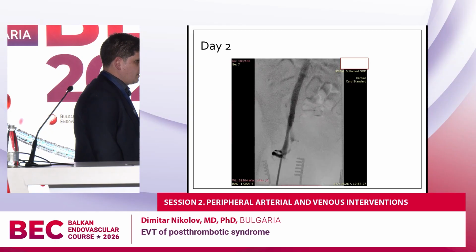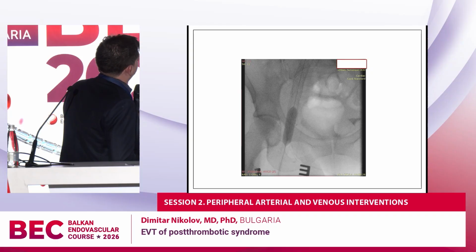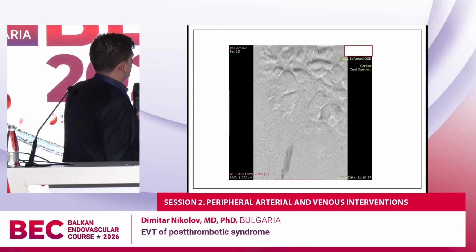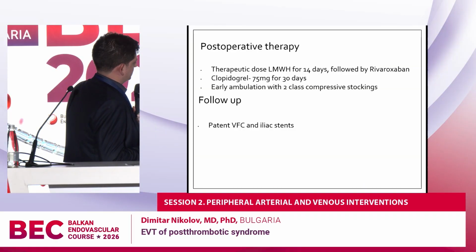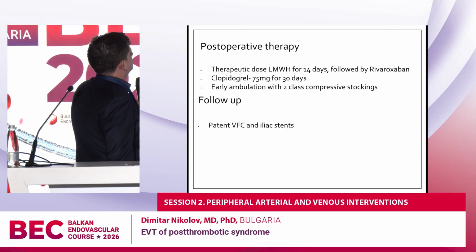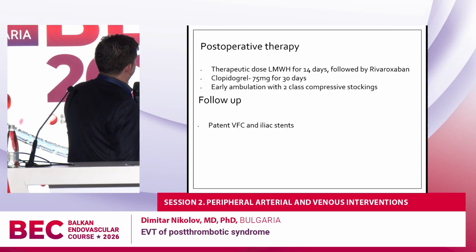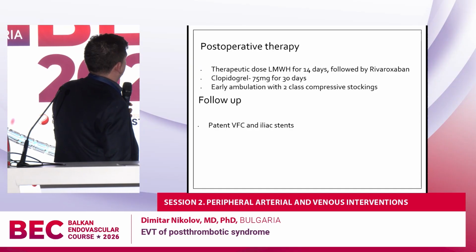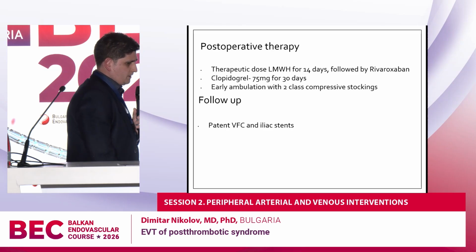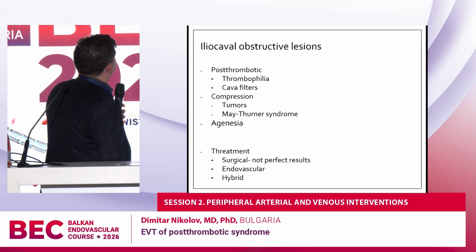So there was a segment which thrombosed the first day, and then we put one more stent. That proves that when you stent veins, it should be from nice vein to nice vein. We gave her low molecular weight heparin for 14 days, followed by rivaroxaban, clopidogrel for 30 days, and second-class compression stockings. We saw her this week, and everything is good now.